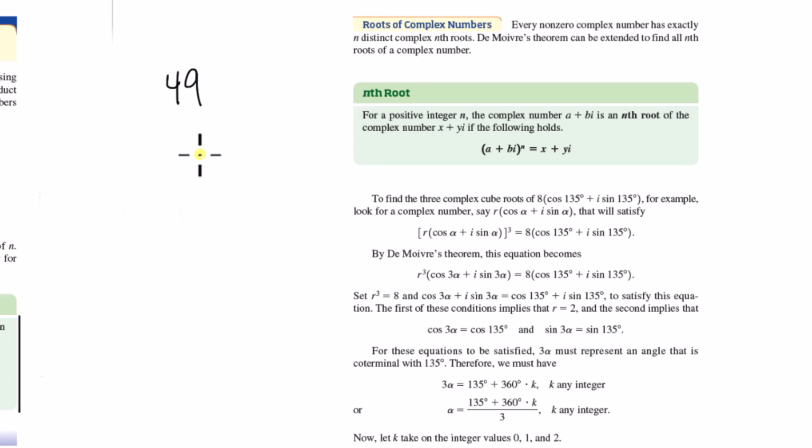Because when you say the square root of something, you're asking what number, when you square it, do you get this number? When you say the square root of 49, you're saying, okay, what number, when you square it, do you get 49? Well, there's 2 numbers that when you square them, you get 49.